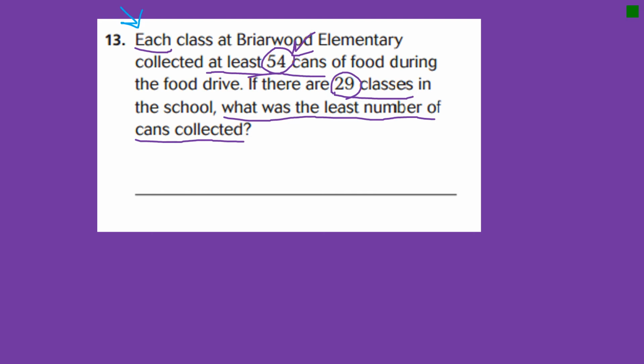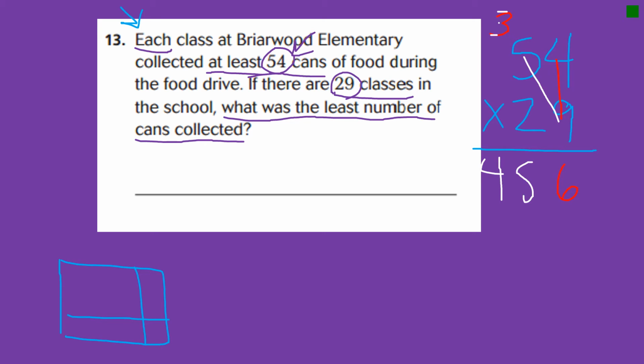So if there were 54 cans collected by 29 classes, we have 29 groups of 54 cans, okay? I'm going to use the algorithm again, guys. If you feel like you want to use this area model method, you may, but I'm going to use the algorithm because I know that's the most efficient. Okay, 9 times 4 is 36. 9 times 5 is 45, 46, 47, 48. Okay.